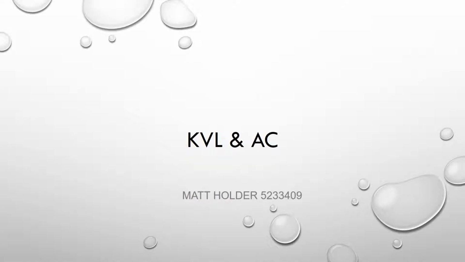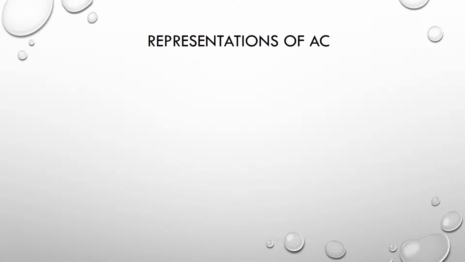Hi, this video will be on AC and KVL and how they are used to better understand electrical systems. Alternating current, also known as AC, is more common than DC because it is used for many household applications such as lighting and for appliances.